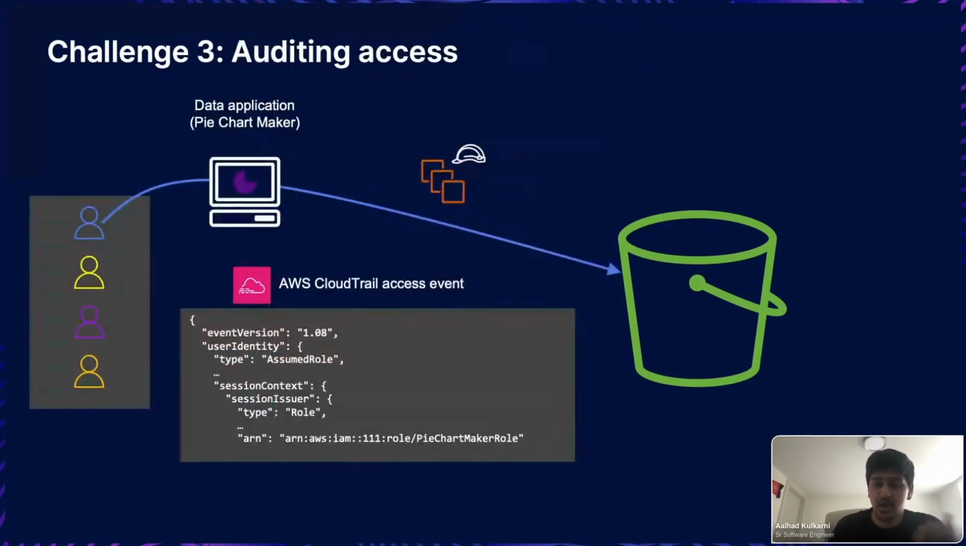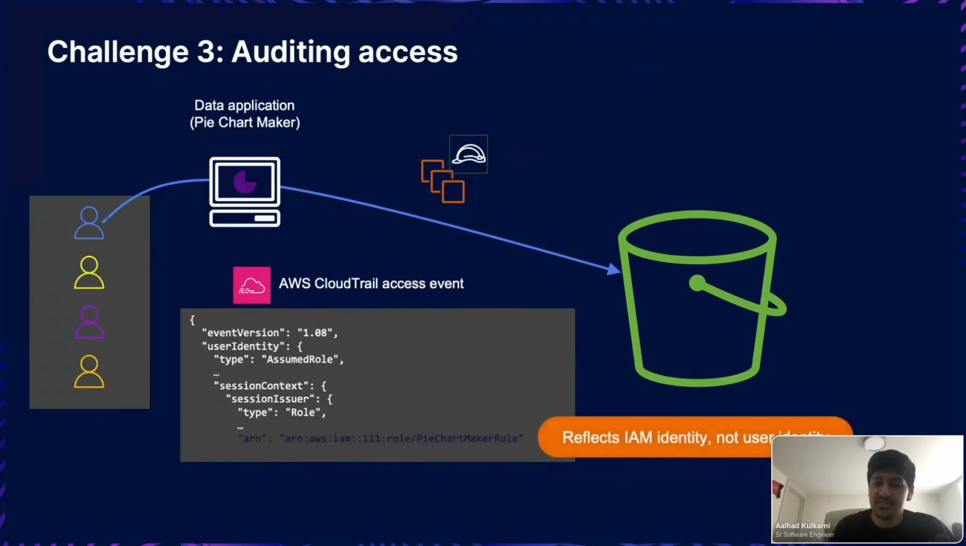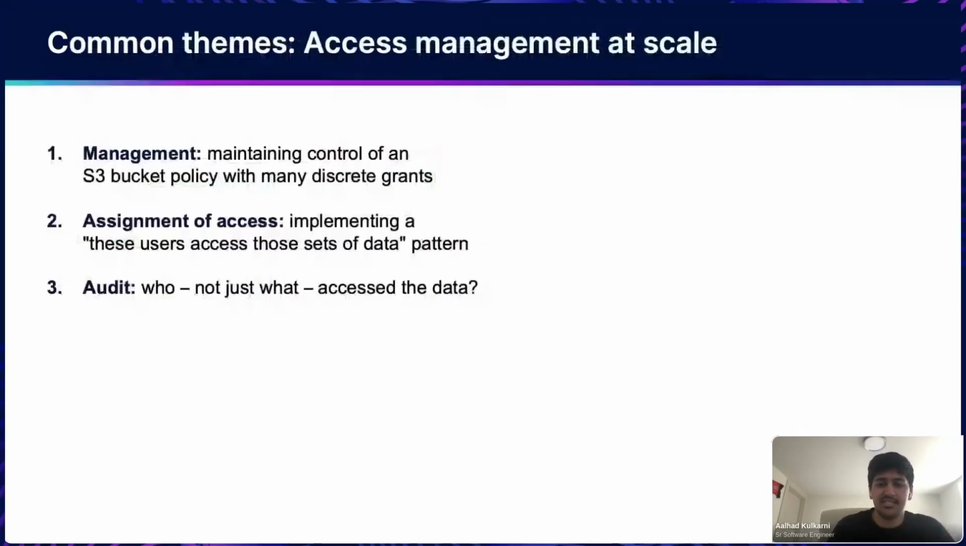Challenge number three is auditing access. So S3 gets the request, and you use AWS CloudTrail to log your event. Most of the time, it reflects the IAM identity and not the user identity. So it won't say the user's corporate identity. It will say my IAM role within a particular AWS account. So that's challenge number three. And those are the three challenges that we were looking into essentially when building out our dynamic session broker, which is S3 Access Grants.